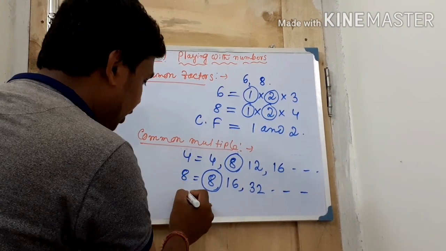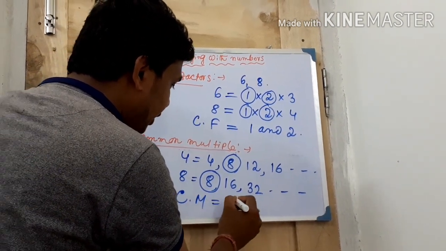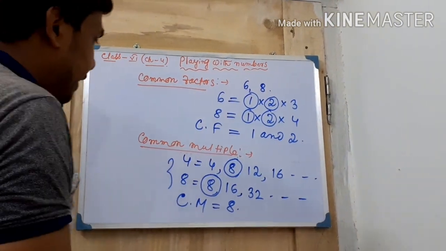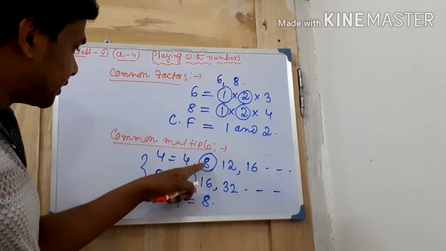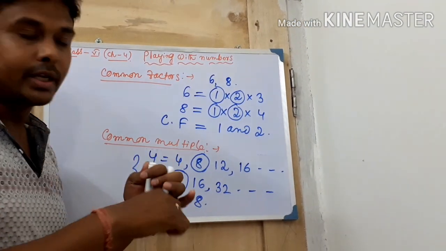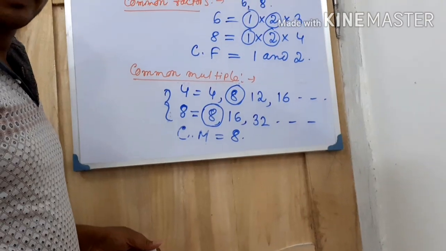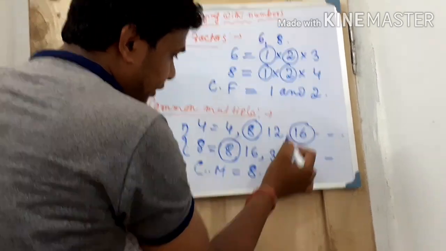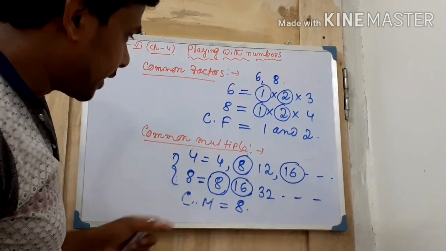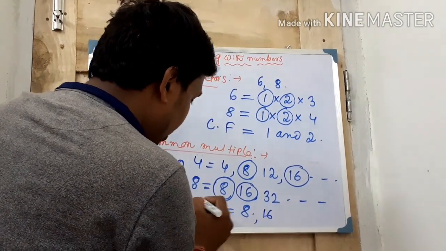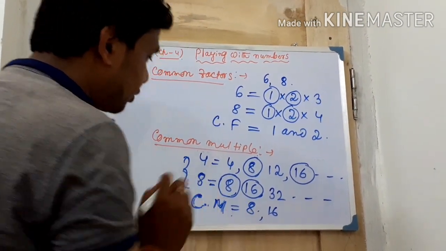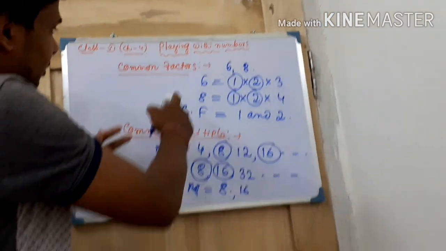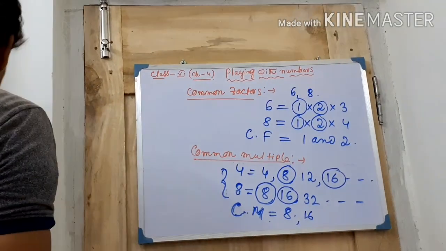So you have to write down the common multiple, that means CM is equal to 8 for these two numbers. That means for 4 and 8 you can get the common multiple is equal to 8 only. So these two things we can easily understand from here. Next thing, 16 also here, just missed out this one. 8 and 16 both are the common multiples. Okay, so these are the two common multiples we are getting. So you can get so many common multiples for this one and common factors from this one. In this way you can get.